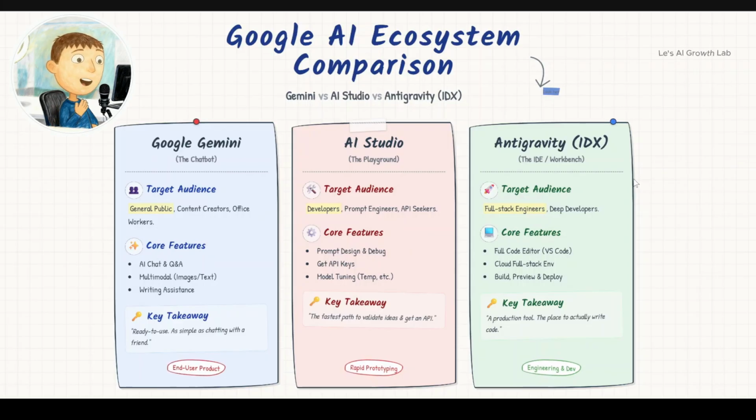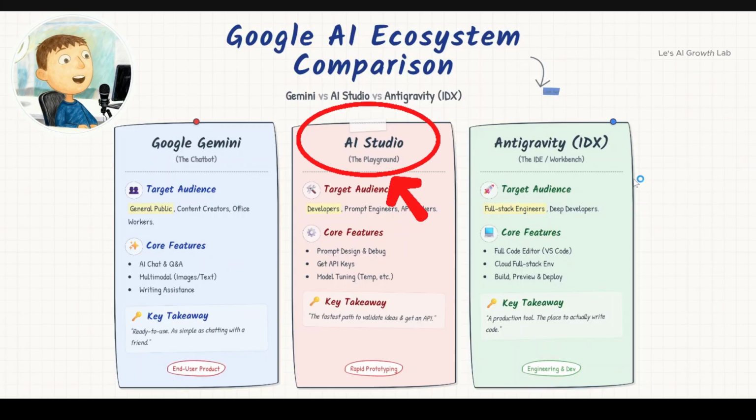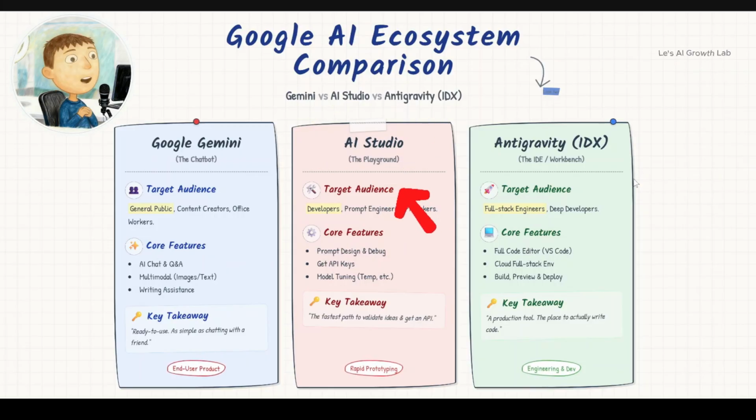Next, we've got the pink one in the middle, AI Studio. This is like the playground or lab specifically for developers. If you are looking to grab a free API key, or maybe quickly test if your prompt is actually any good, don't jump into coding yet. Go here first. The key takeaway is fast. It's a spot to validate ideas and get your keys.